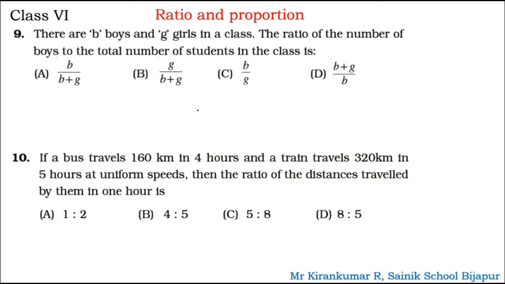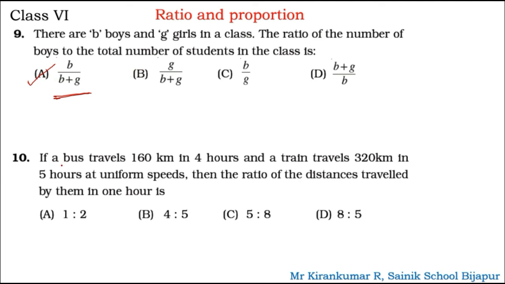Question 9. There are B boys and G girls in a class. The ratio of number of boys to the number of students. Number of boys is B. Number of students means B plus G. So this confirms that option A is the right answer.